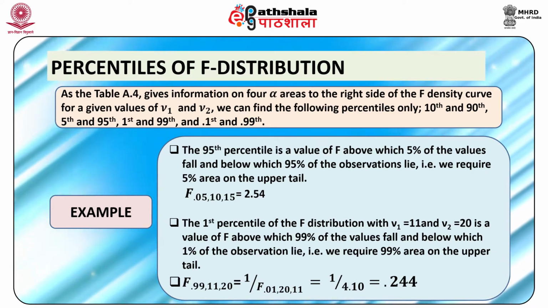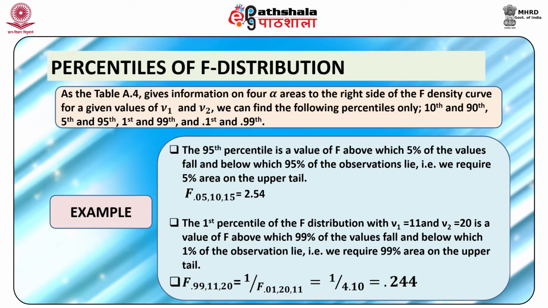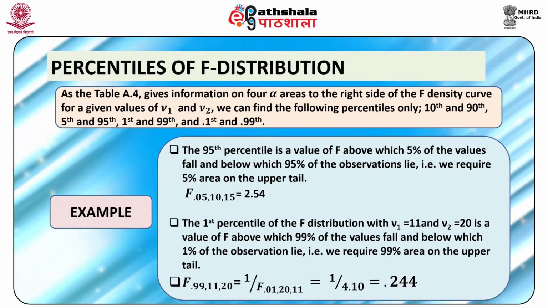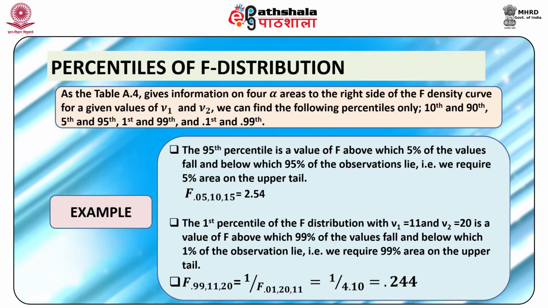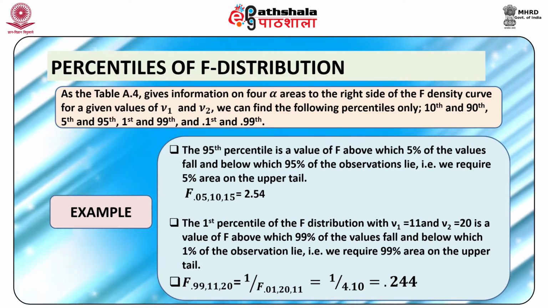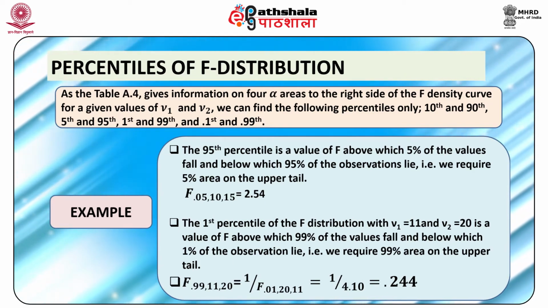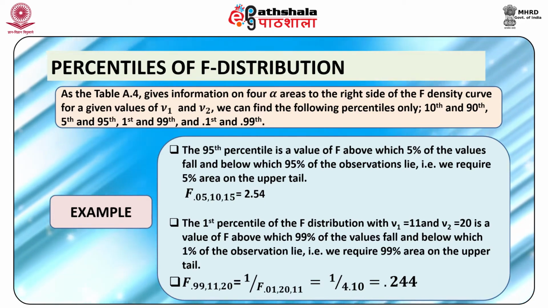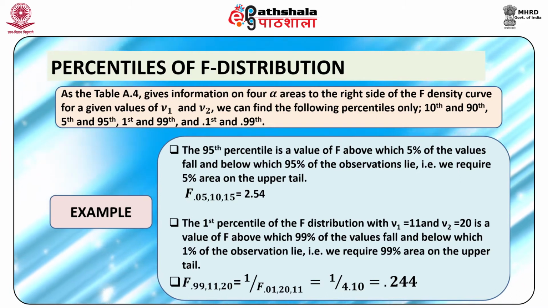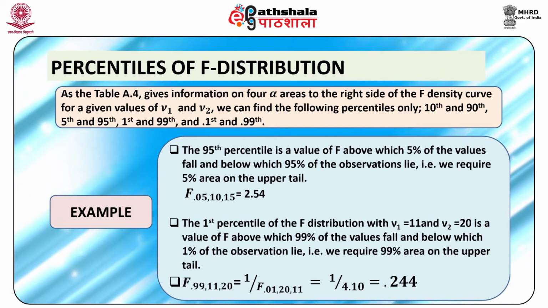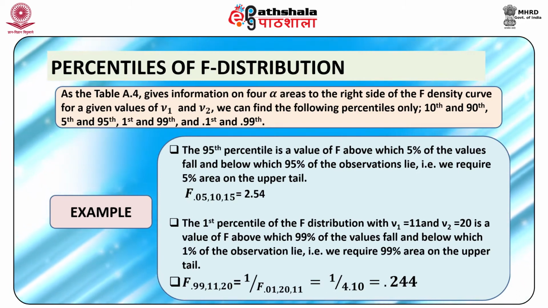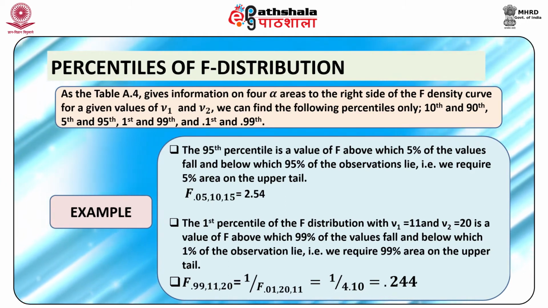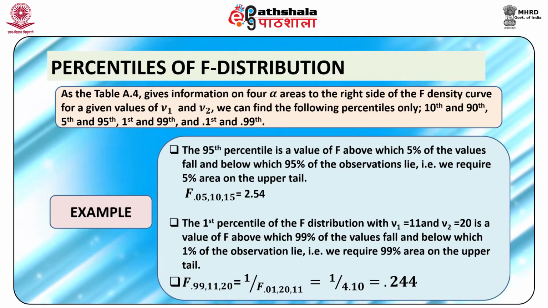To obtain these quantities, we use again table A.4. Part A. The 95th percentile is a value of F above which 5% of the values fall and below which 95% of the observations lie. That is, we require 5% area on the upper tail, and therefore this is equal to F 0.05 for 10 and 15 degrees of freedom, and this the table gives us is equal to 2.54.